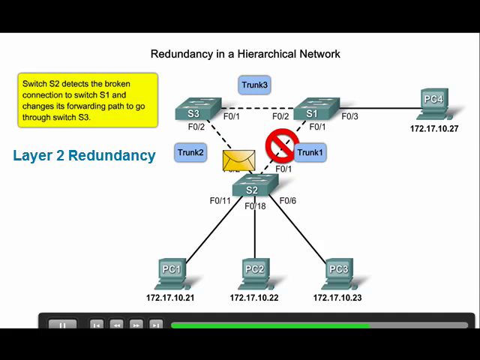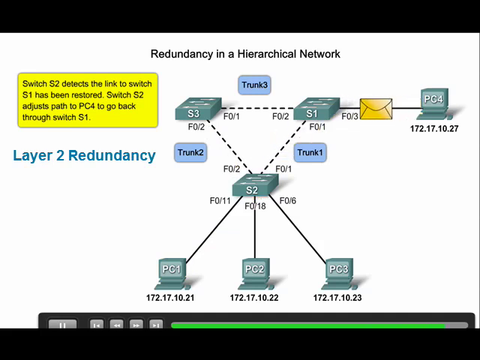STP is necessary because when introducing redundancy at Layer 2, logical switching loops can occur. You'll notice too that once trunk 1 is back up, then that automatically gets re-enabled as the most efficient route from PC1 to PC4.